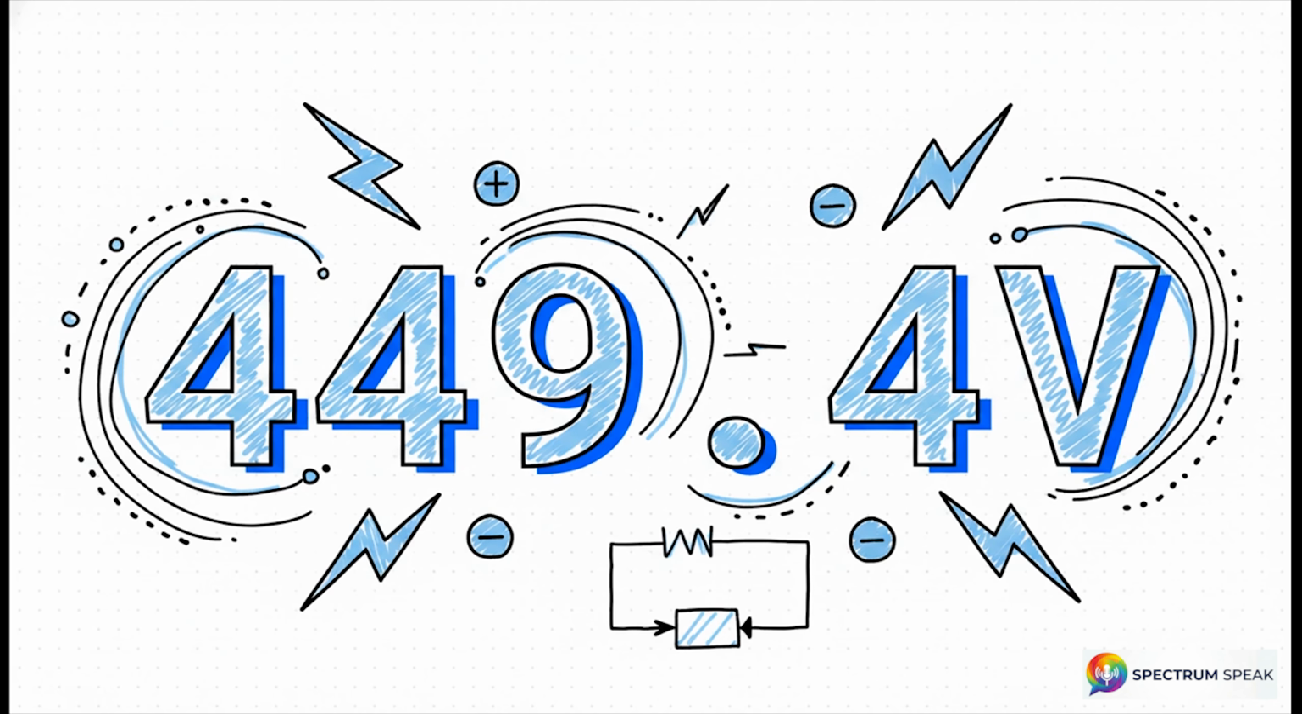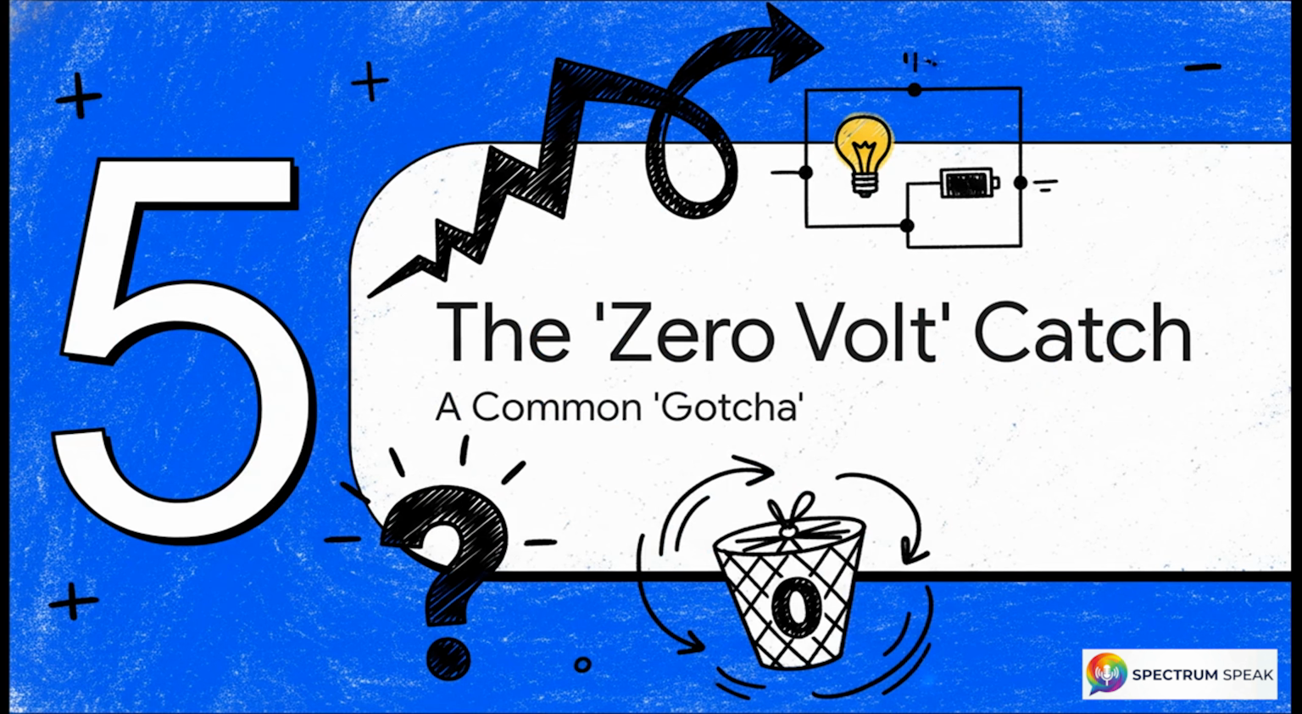A single, clean number, 449.4 volts. That's it. No x component, no y component, no weird angles to worry about. That right there is the power of using the scalar potential. But, and this is a big but, this elegant simplicity leads us straight to the single most common point of confusion when people first learn about potential. It's a fundamental gotcha that we absolutely have to talk about.